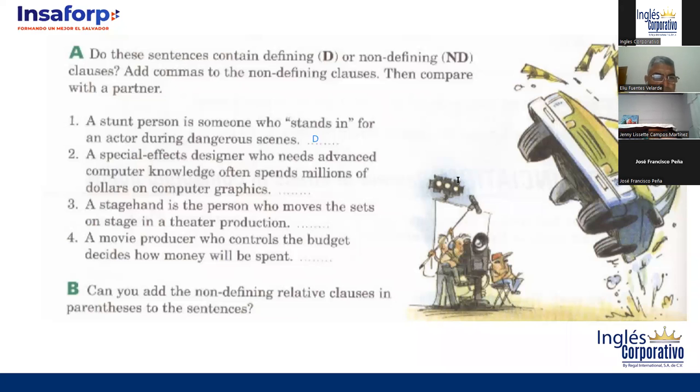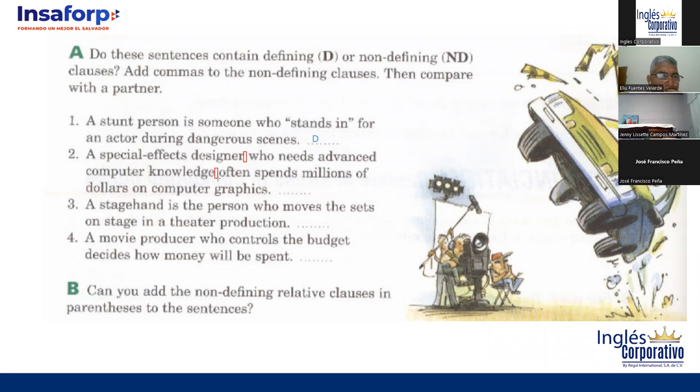So what do you think, guys? Is this a defining or non-defining relative clause? And do we need commas or not? I think we need commas, and it's a non-defining clause. Okay, so what is the information that we're going to leave in between commas? After designer, we have a comma. Okay. After knowledge, computer knowledge. Mm-hmm. Okay, over here. We can read it in this way: a special effects designer often spends, and in that way it will be a defining clause. Mm-hmm.